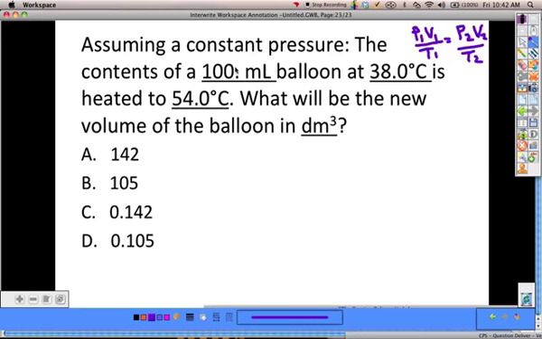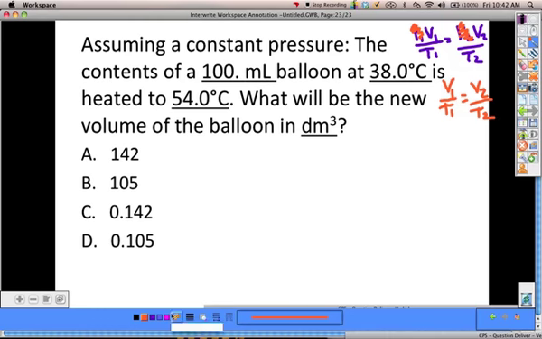So we assume constant pressure. So which thing do I get rid of in my equation there? Yeah, P1 and P2. They can just go away because they're staying the same for the whole thing. So really I have an equation of V1 divided by T1 is equal to V2 divided by T2.